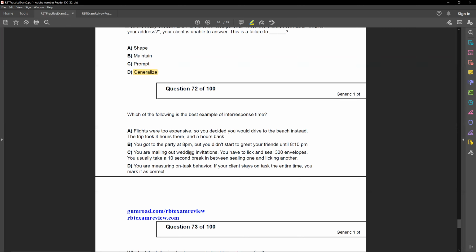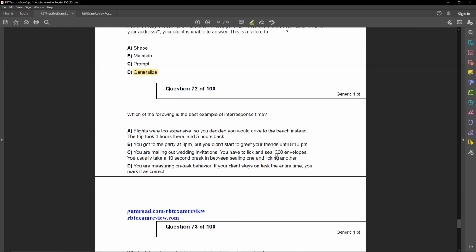B: you got to the party at 8 p.m., but you didn't start to greet your friends until 8:10 p.m. Do we have two responses here? Do we have time between two responses? No, we just have you get into the party and 10 minutes later you start to greet your friends. So if anything, this would be latency. So B is out.